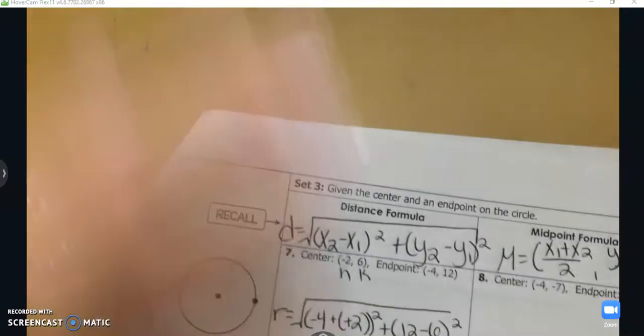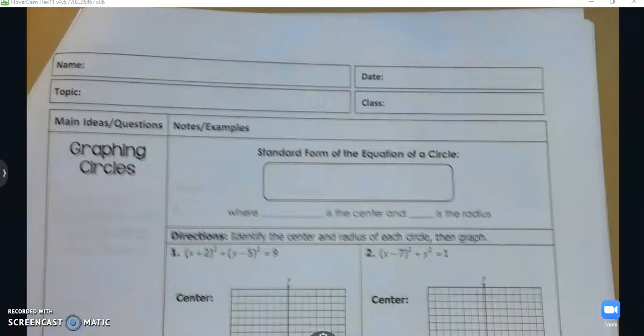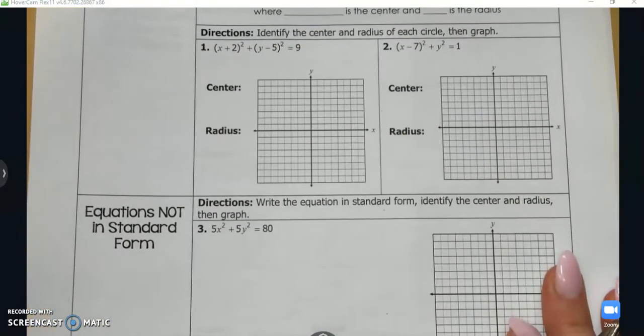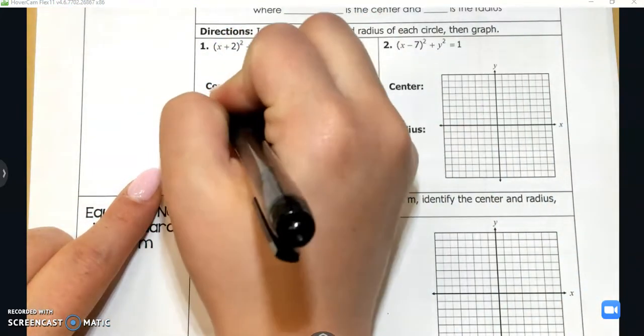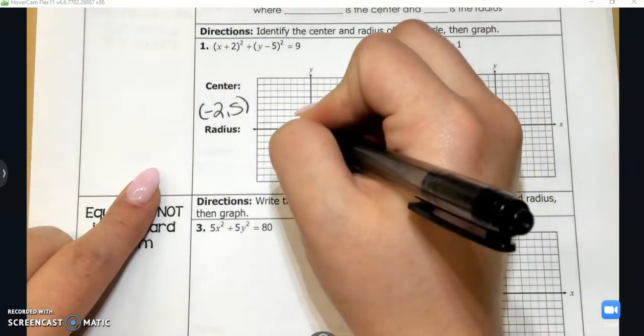Now, what if we are graphing circles? So again, when we're graphing circles and we're given the equation straight up, we just plot the center. So here on number 1, our center is going to be negative 2, 5. So I'm going to go ahead and graph that.